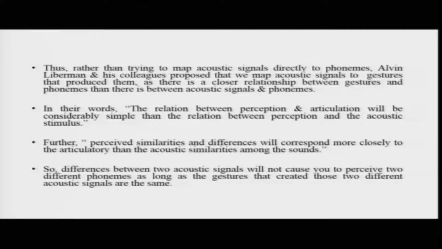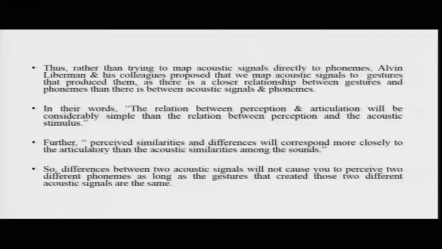So, rather than trying to map the acoustic signals directly to phonemes, Alvin Liberman and his colleagues proposed that we should map acoustic signals to the gestures that produce them. They believe there is a much closer relationship between the gestures and the phonemes, because the gestures are directly responsible for creating the core part of those phonemes. In their words, the relationship between perception and articulation would be considerably simpler than the relationship between perception and the acoustic stimulus.